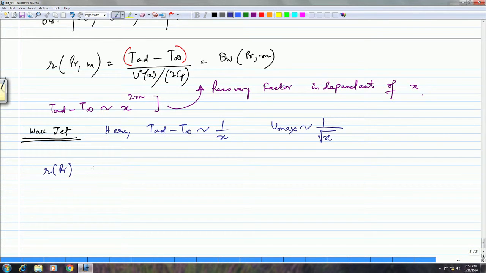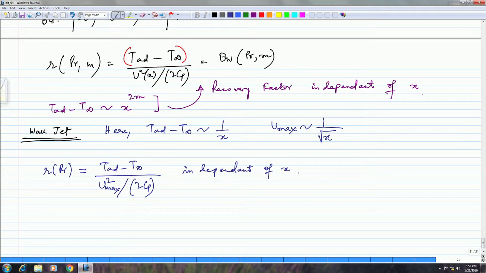the recovery factor, which is a function of the Prandtl number, is based on the maximum U. So as you can see here, the numerator is a function of 1 by x, and the bottom is a function of 1 by under root x. So this is actually independent of x. The recovery factor is independent of x. So that's very interesting.